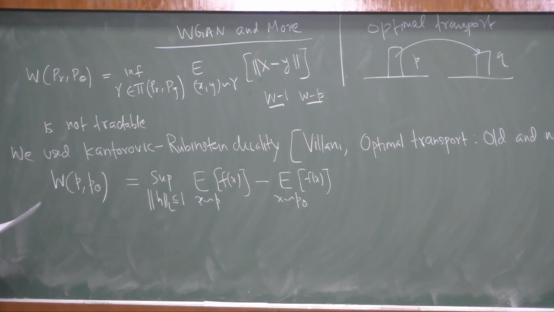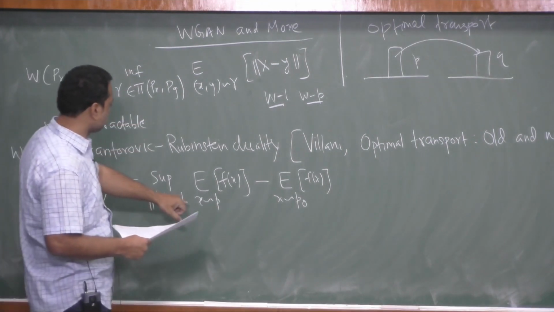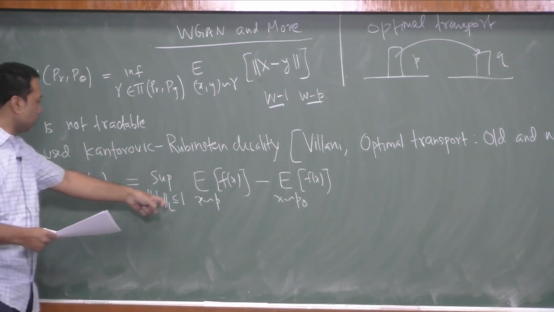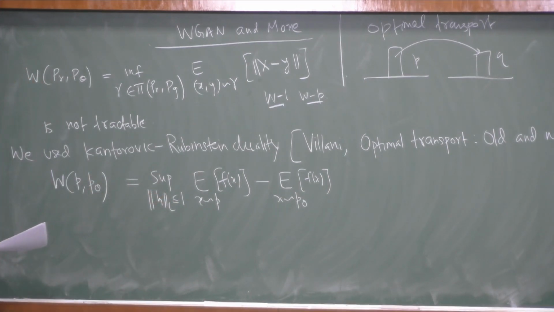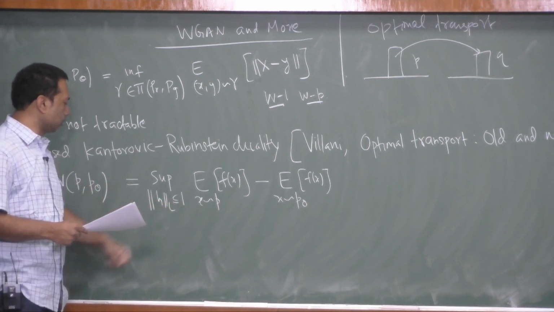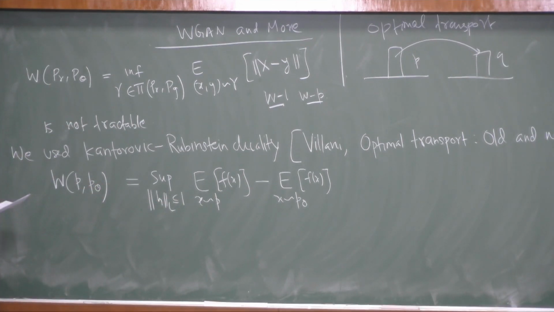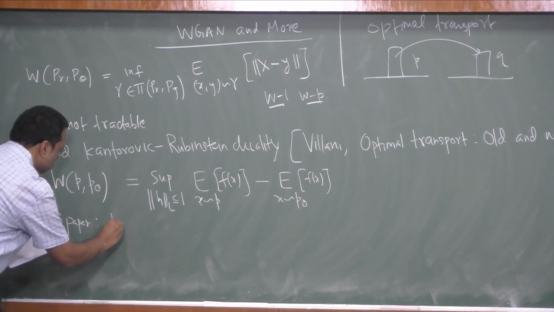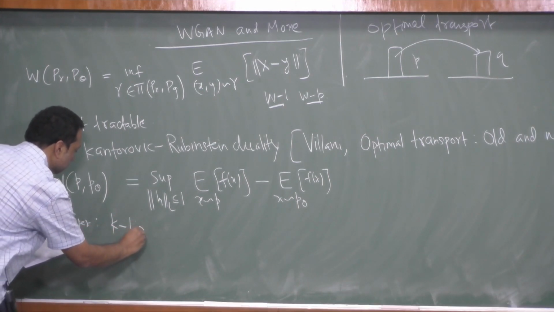In the original WGAN paper, what they say is that having 1-Lipschitz may be a lot more restrictive, so let us allow K-Lipschitz. Let us replace 1 by K. That's what they did in the WGAN paper, they took it as K-Lipschitz.